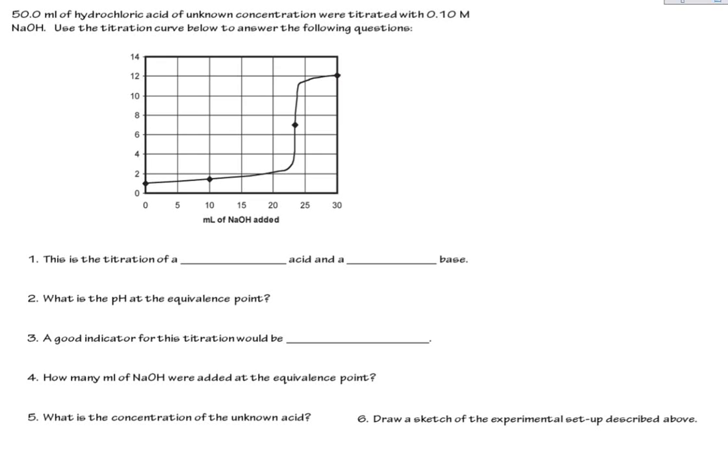In this video, we'll look at a calculation using a titration curve. So we have 50 milliliters of hydrochloric acid of unknown concentration titrated with 0.1 molar sodium hydroxide. I can answer number one a couple different ways. If I notice that it's hydrochloric acid and sodium hydroxide, that should be a strong acid and a strong base. Or maybe I would look at the graph.